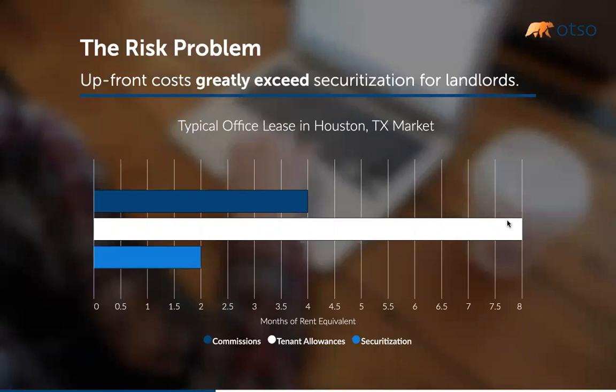And so again, this isn't to say this is every deal, but on average, in our experience, this is what we typically see. And this is true in most markets. Not necessarily the exact numbers, but the fact that the risks of leasing, the costs of leasing, greatly outweigh what landlords are able to collect and negotiate to reduce their risk.